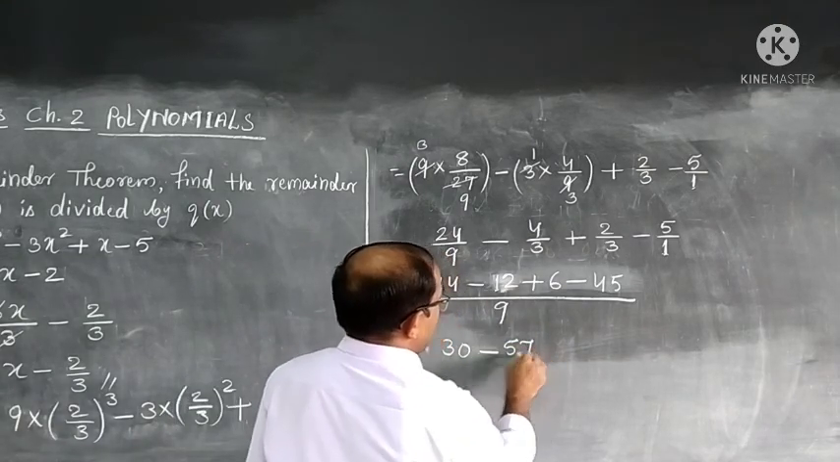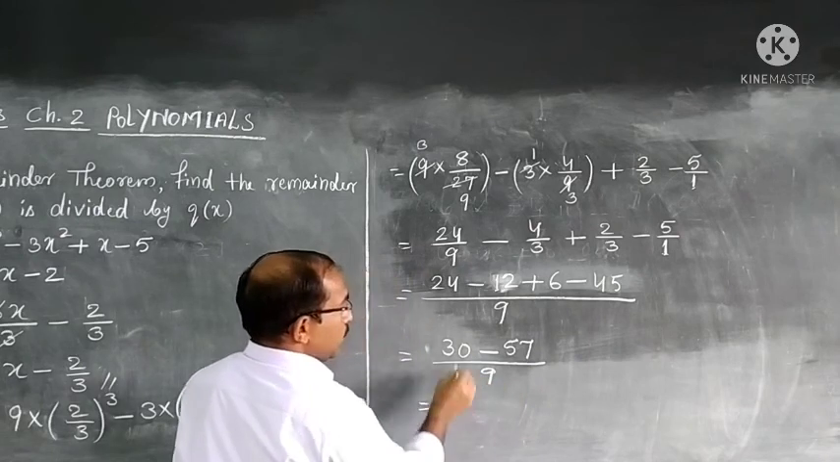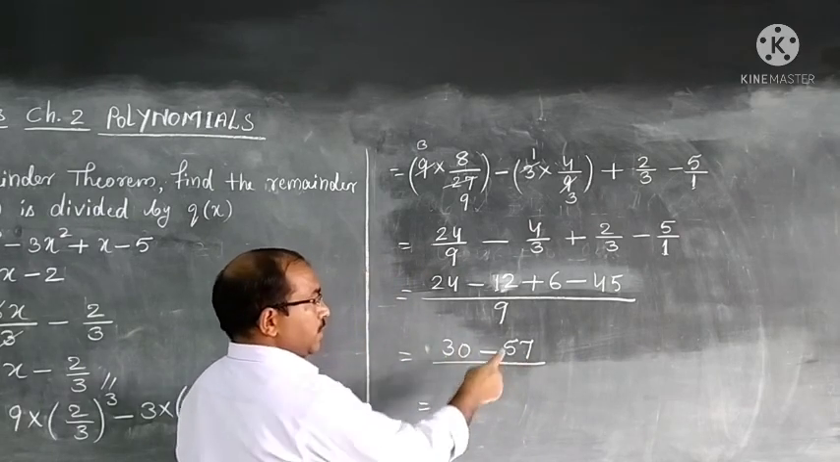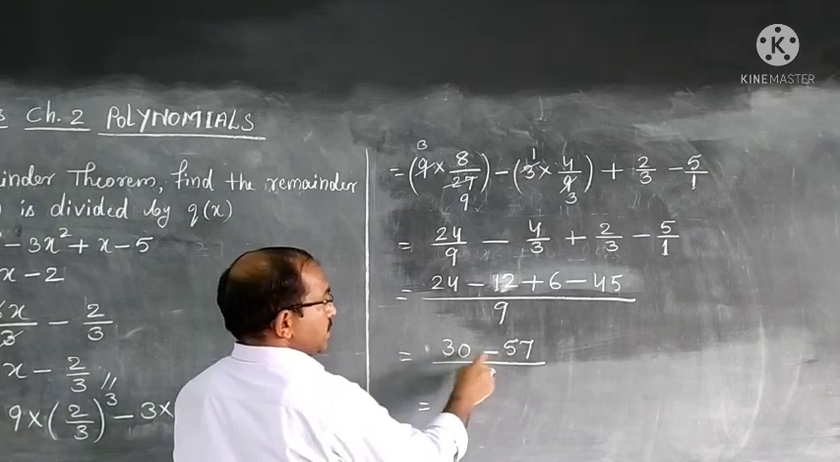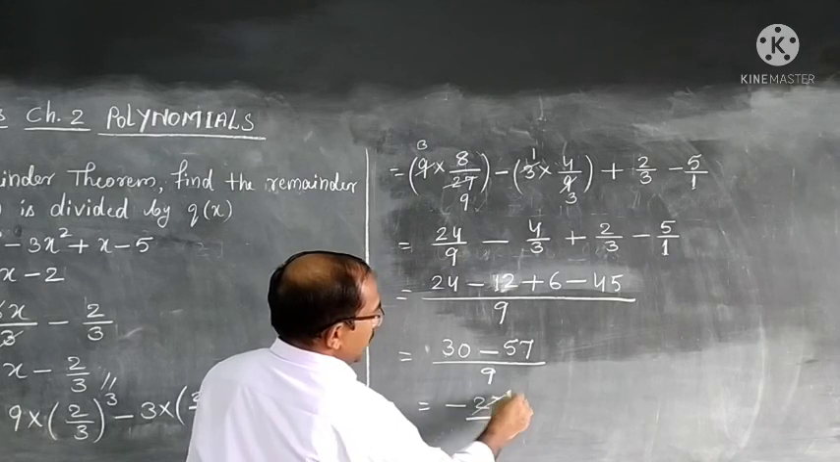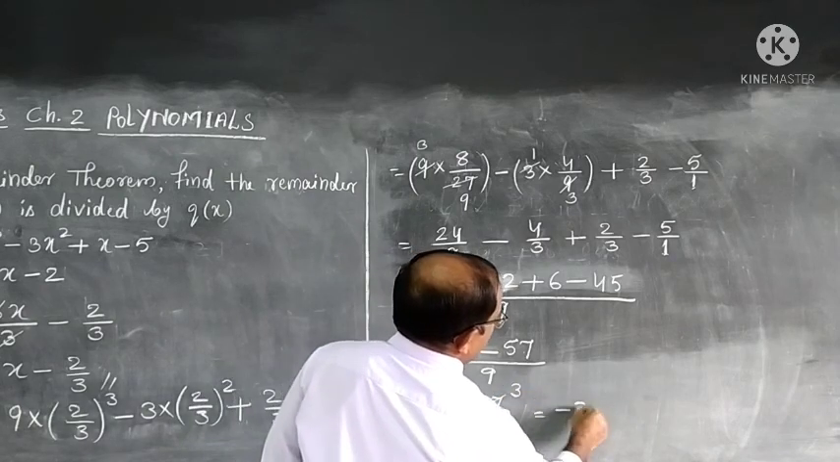57, 45 plus 12, by 9. We get what? Minus, the bigger number is minus. Opposite sign, subtract, the bigger number's sign comes. 27 by 9, 9 ones are 9, 9 threes are 27. So the remainder is minus 3.